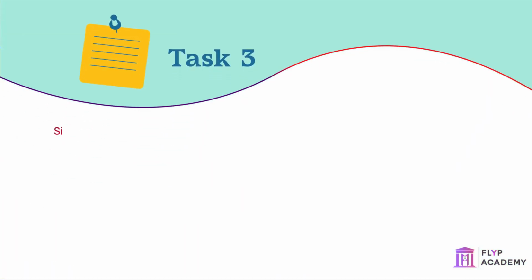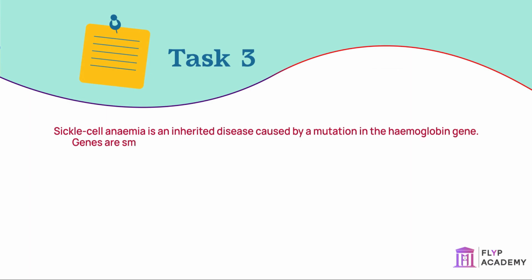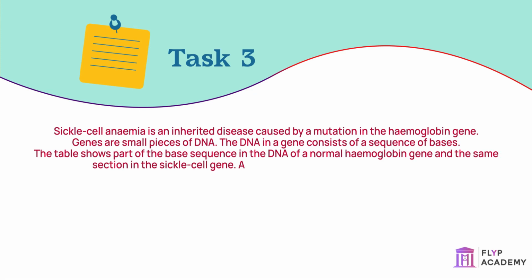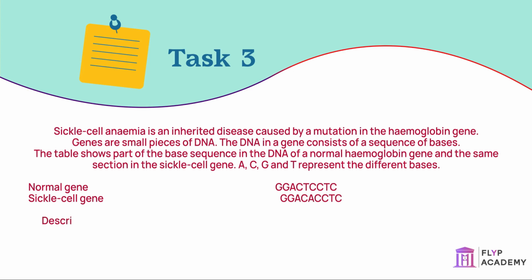Task: sickle cell anemia is an inherited disease caused by a mutation in the hemoglobin gene. Genes are small pieces of DNA. The DNA in a gene consists of a sequence of bases. The table shows part of the base sequence in the DNA of a normal hemoglobin gene and the same section in the sickle cell gene. A, C, G and T represent the different bases. Describe how the mutation causes a change in the shape of the hemoglobin protein molecule.